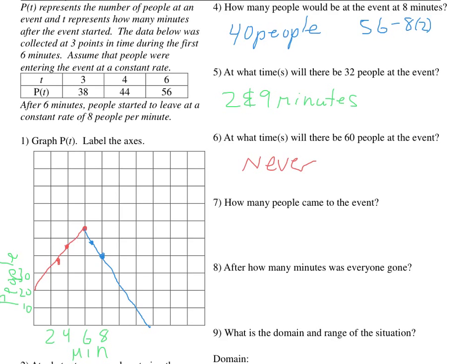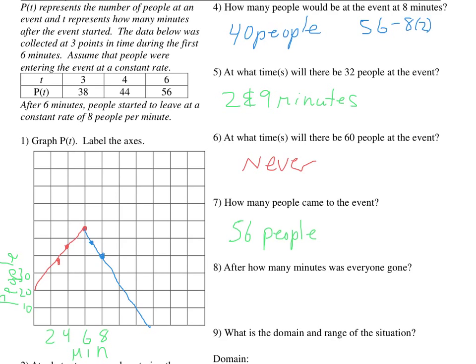If we look at the next one here, how many people came to the event? Okay, there never was 60 people. Well, wouldn't how many people came to the event be the most people ever? So the most people is right there, which was at 56. So that would be 56 people.